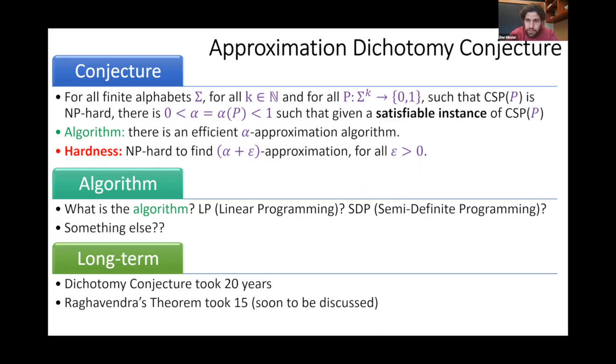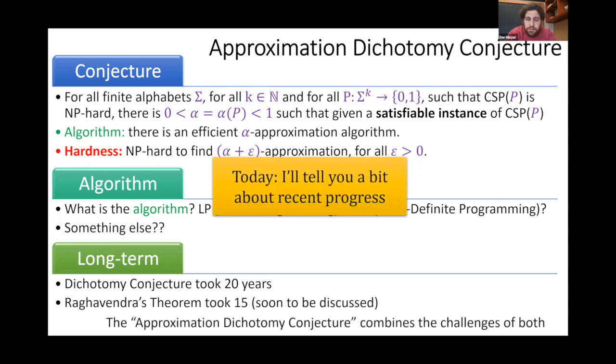So the dichotomy conjecture took a while to solve, and there is yet another very related result called Raghavendra's theorem that also took a while to solve. It's something very similar that we're going to soon discuss. So this is not something that I think will be solved anytime soon, but I sort of view it as a guiding problem that along the way leads to very interesting things. So I hope that towards the end of the talk, I'm going to be able to convince you of that, but for now, this is a conjecture. So what I'm going to do is tell you a little bit about some recent progress towards this conjecture and some related problems that were solved also.